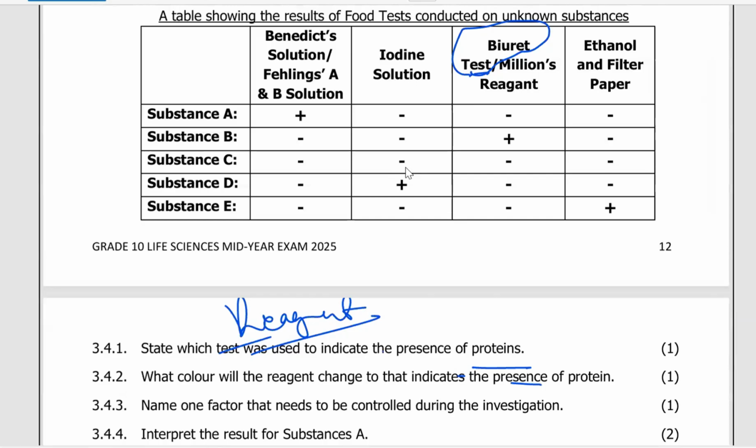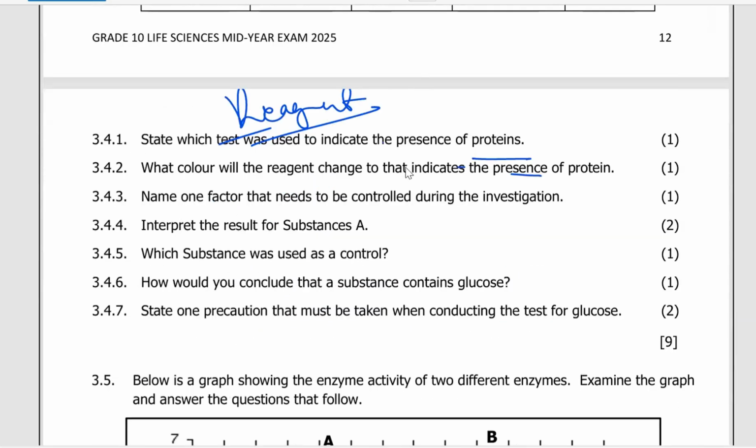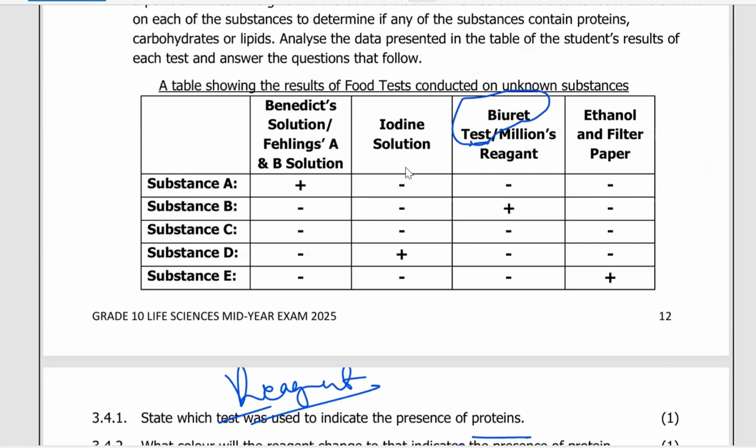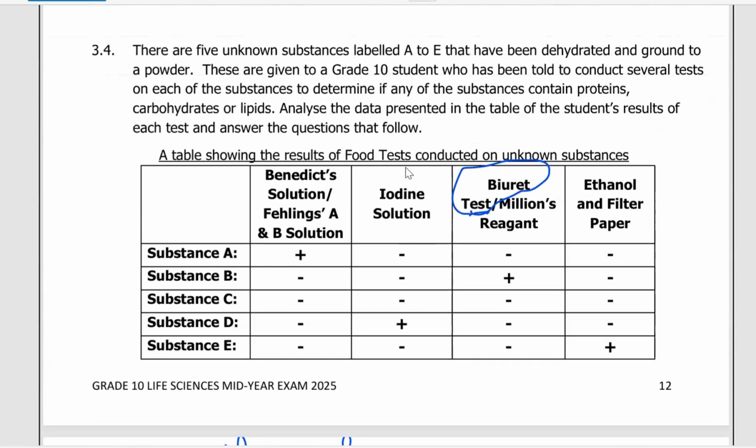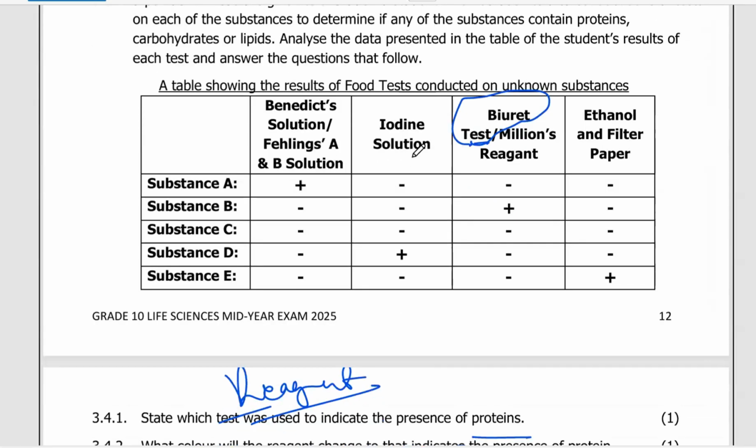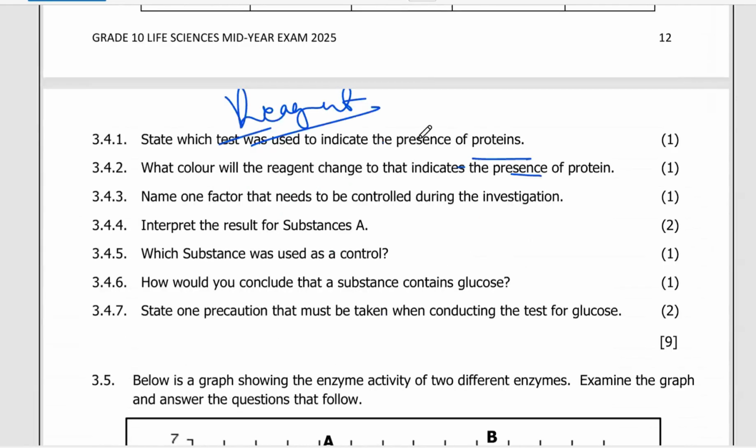Name one other factor that needs to be controlled during the investigation. So the test tube, the size of the test tube, the amount of the reagents, there are a lot you can talk about. The test tubes must be kept in warm water for the same time. The things you're supposed to do the same. Saying that which substance was used as a control experiment.